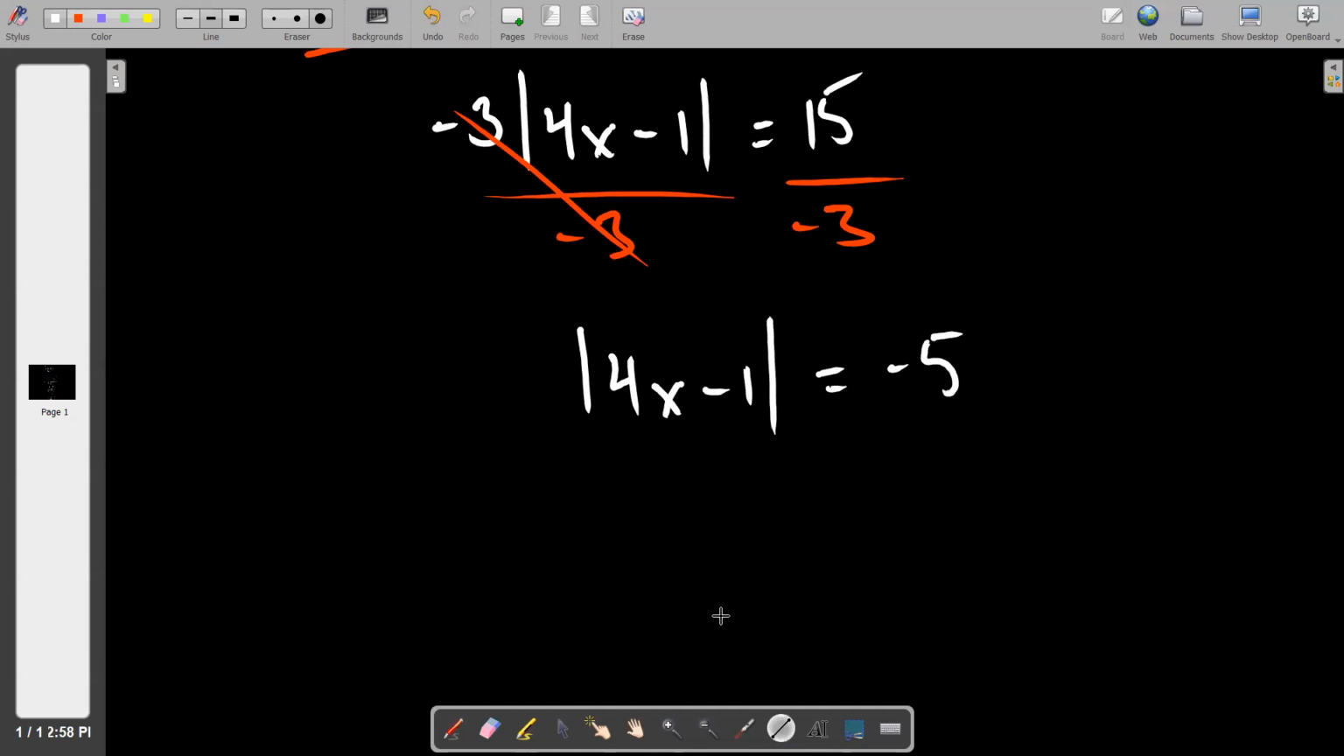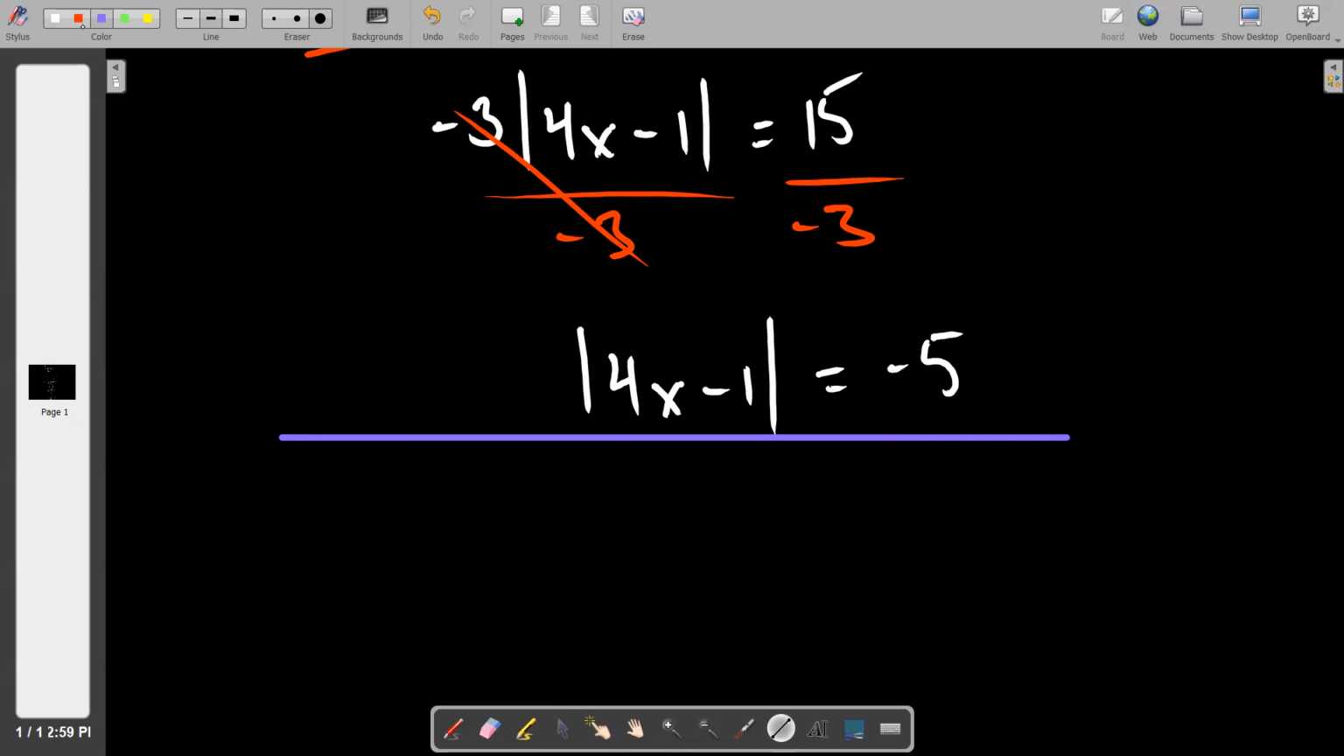And remember, this is the time, I don't mean to be a broken record, but it's what I do, where you make your judgment call. You will either spawn 2 equations, 1 equation, or no equations. What's the case here? There are no equations. This equation is literally impossible to solve, not just in Mr. Ahern's class. Absolute value can never create a negative answer.